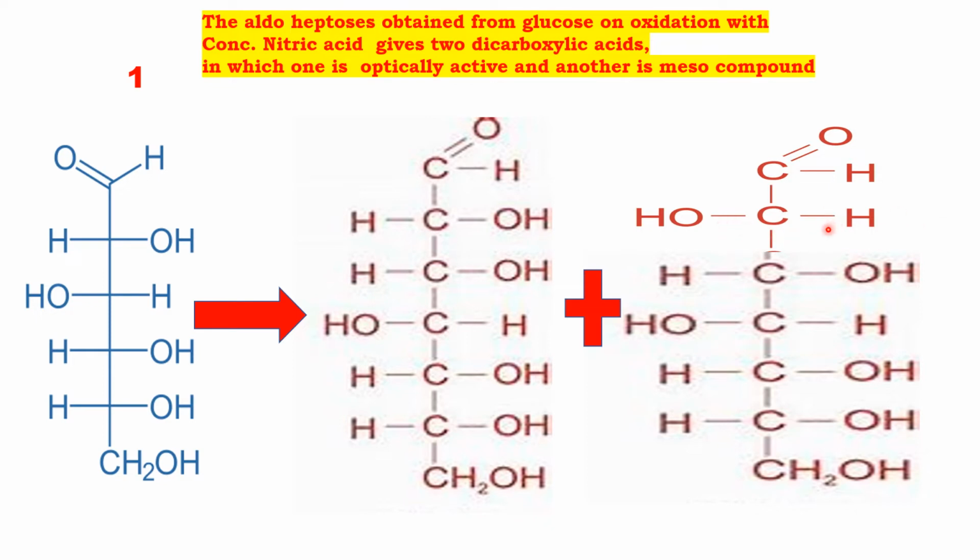So, the experiment says that the aldoheptoses obtained from glucose on oxidation with concentrated nitric acid give 2 dicarboxylic acids, one optically active and another a meso compound. Now, this is a meso compound while this is optically active. Hence, we can say structure 1 is the configuration of glucose, and this is the glucose molecule. Take down carefully. Then I will go to the next slide.